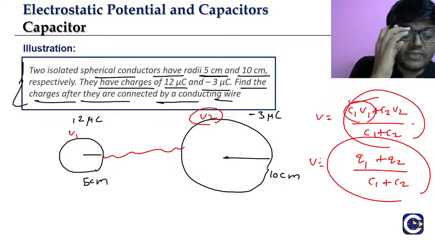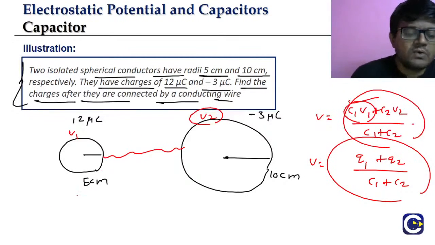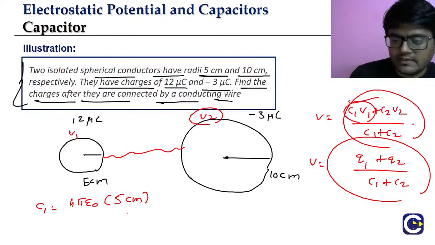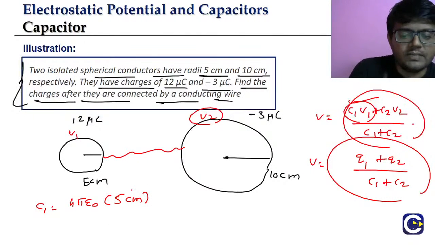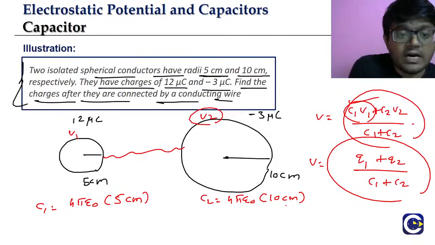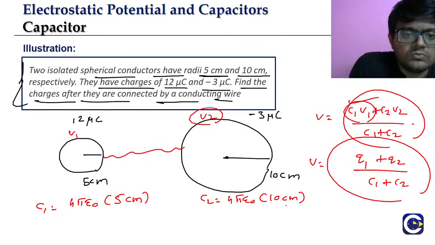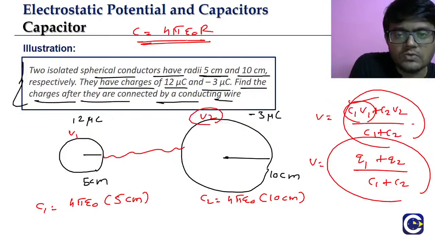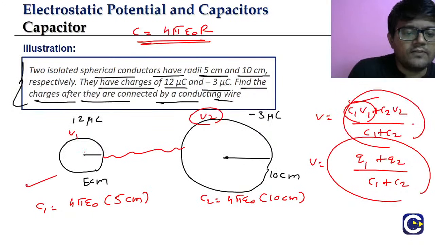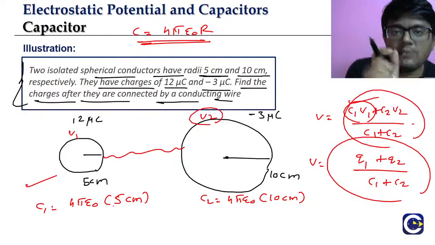First we'll try to get the C1 value and C2 value. What is the C1 value? 4 pi epsilon naught into 5 centimeter. We need not substitute it right away; we'll try to keep it. Similarly, C2 is 4 pi epsilon naught into 10 centimeter. C1 is 4 pi epsilon naught into R. What is the capacitance of a spherical conductor? The formula is 4 pi epsilon naught into R. So the capacitance of the first conductor is 4 pi epsilon naught into 5 centimeter.